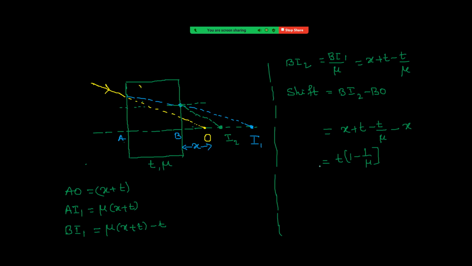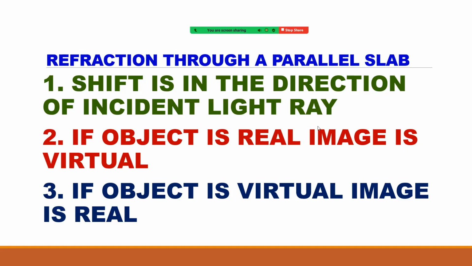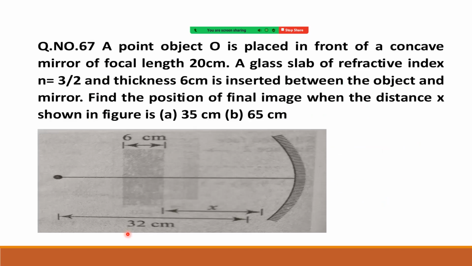Okay. Let us see now the key points here. In both the cases, shift is in the direction of incident light ray, right? If object is real, image is virtual. If object is virtual, image is real. Okay. Let us focus on one problem to get clarity.